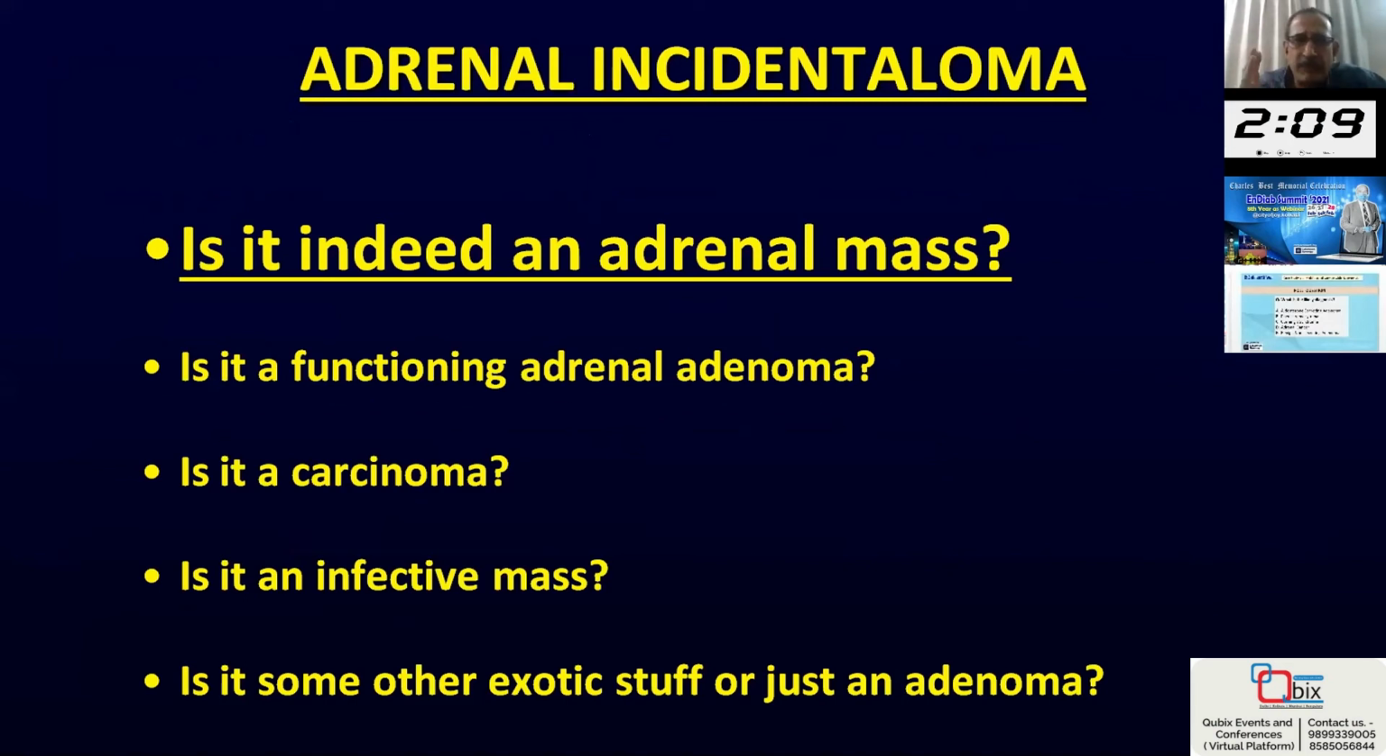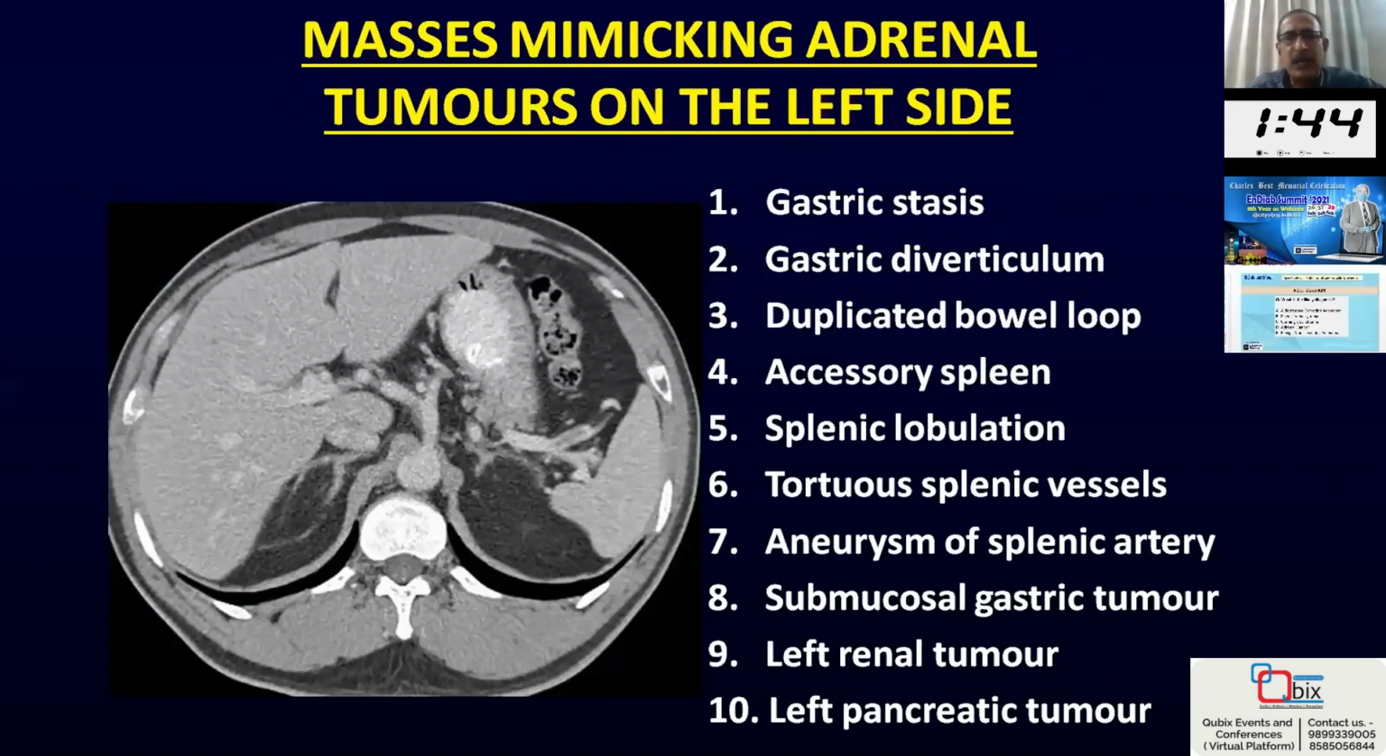Size is just at the cutoff, 4.1. But if you see the Hounsfield unit, the pre-contrast scan is less than 10. So it is a lipid-rich adrenal mass, which for all practical purposes is going to be benign. Is it an infective mass? Highly unlikely. The lesion does not show the typical features of adrenal tuberculosis or adrenal histoplasmosis. Is it some exotic stuff like hemangioma, myelolipoma, adrenal cyst? Answer is no.